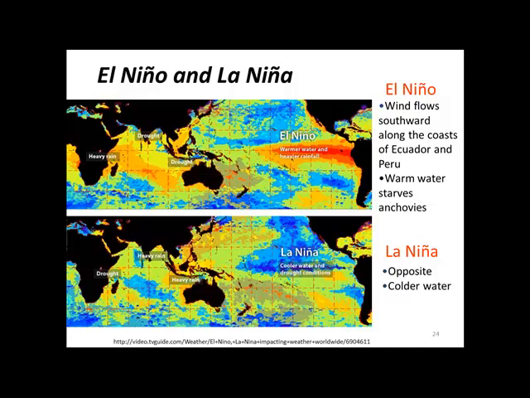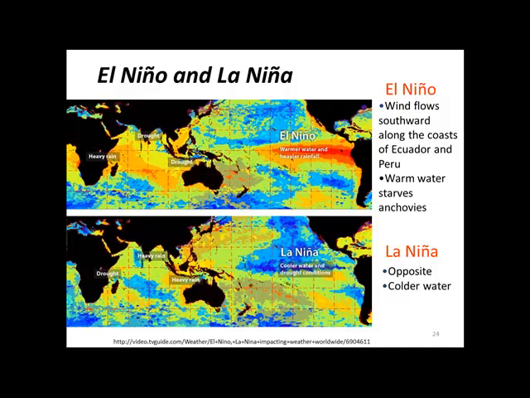One major event that occurs due to change in winds is the El Niño, La Niña, or the Southern Oscillation. El Niño is the process in which winds flow southward along the coast of Ecuador and Peru, which are over in South America, right about here. This causes warm water to occur in the areas, and it causes a sinking of the heavier, denser water.